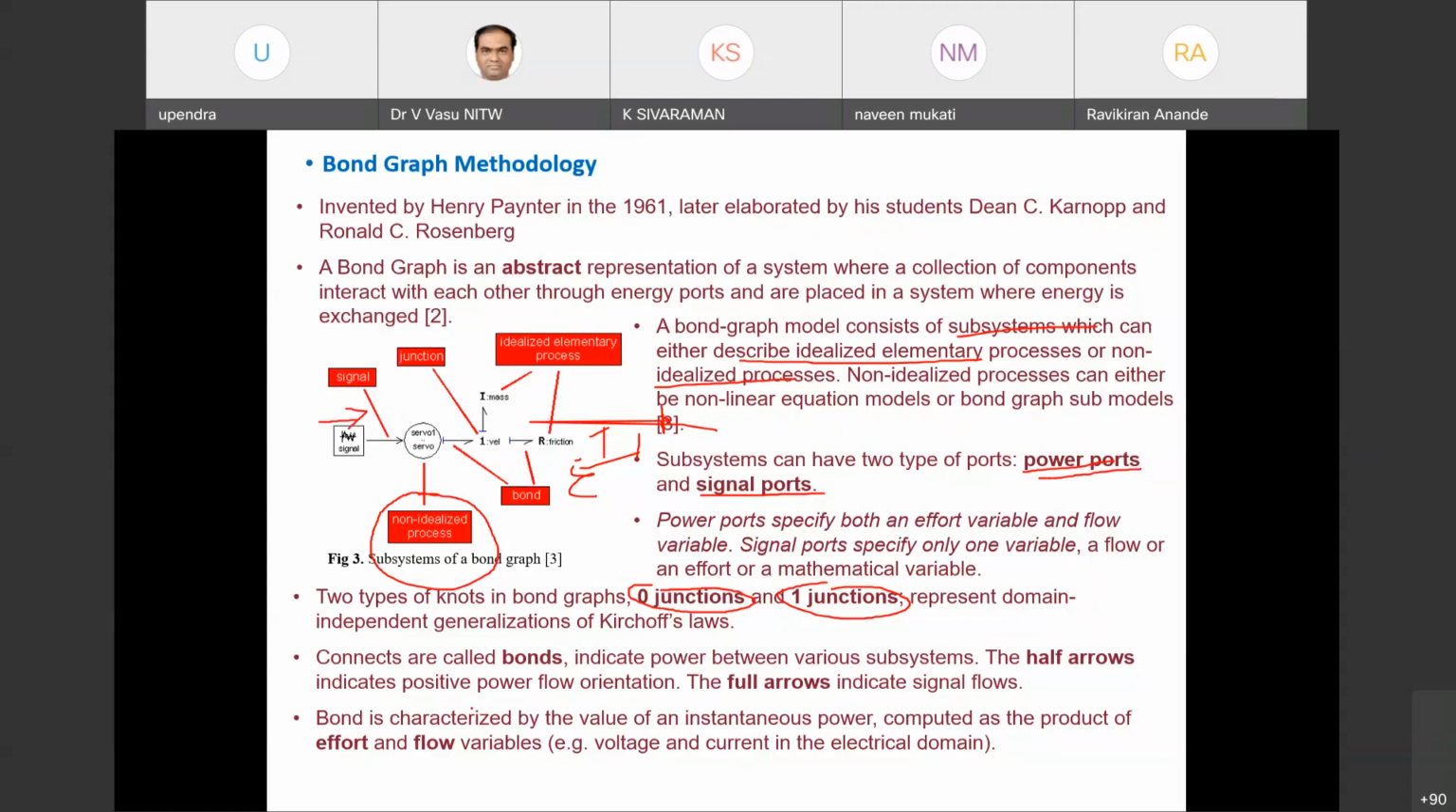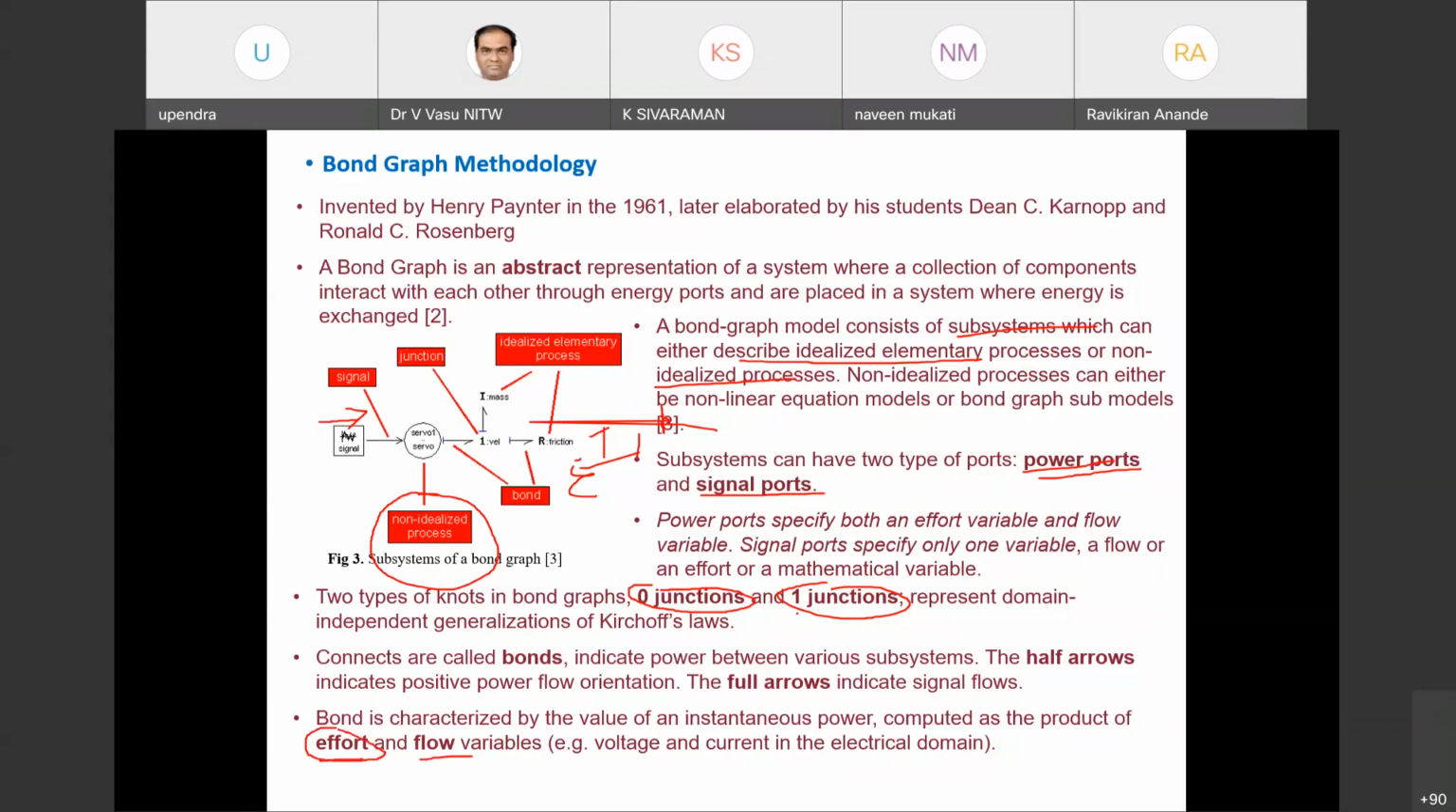As I told, we have two important junctions, the zero junction and the one junction. The zero junction will only have the flow, whereas in the one junction, flow and effort will be there. The bond graph has two important variables, effort and flow. The multiplication of effort and flow we consider as the power.